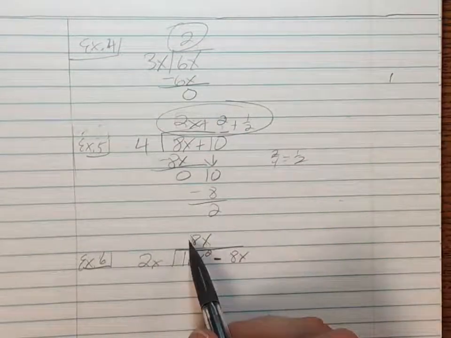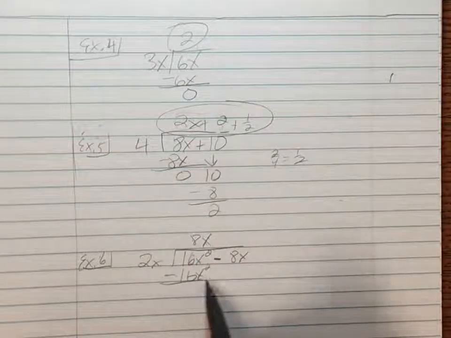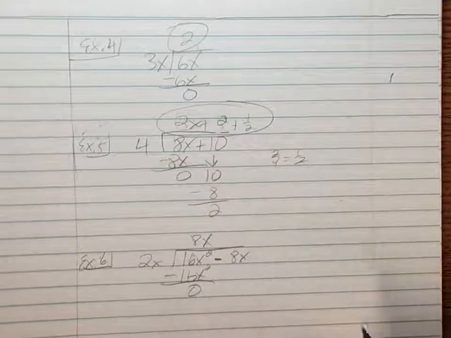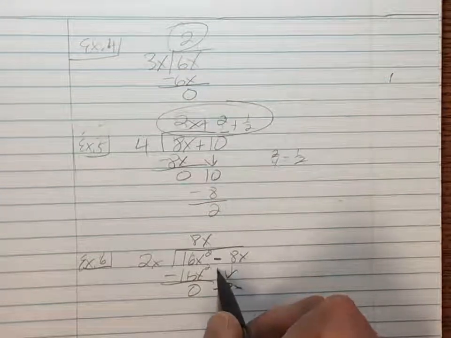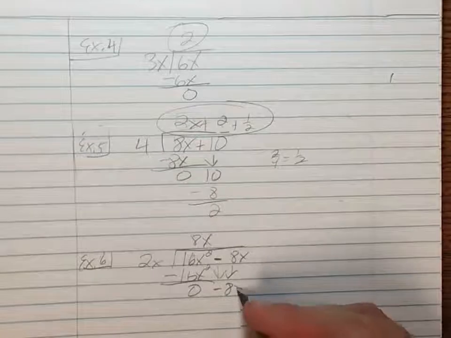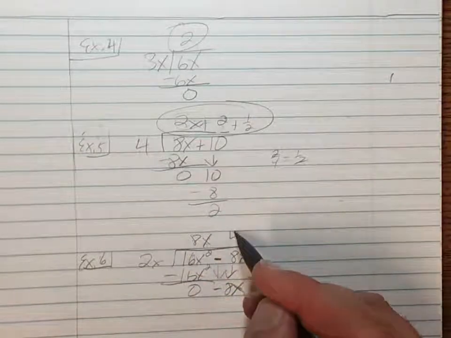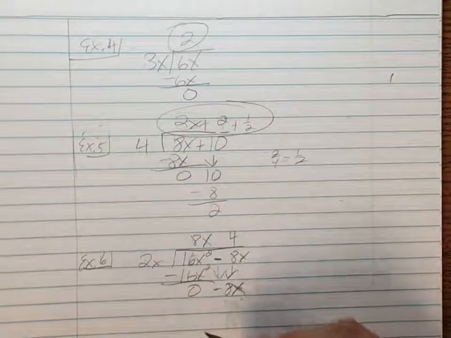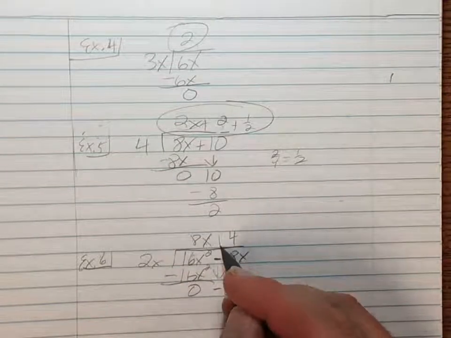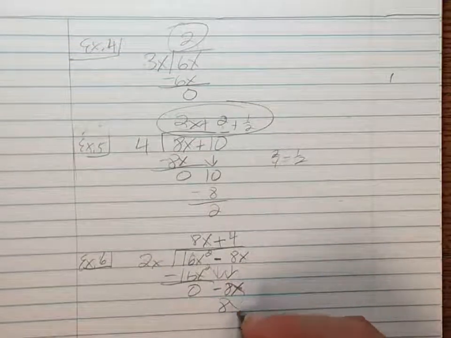8 times, then we multiply. 8 times 2 is 16. X times x is x squared. And when we subtract, we get 0. So then we'll bring down the negative 8x. Yes, bring down the negative. 8 divided by 2 is 4. X divided by x is 1. 4 times 1 is 4, so I don't need to do anything. And that's a positive 4, so I'm going to put a plus there. 4 times 2x is 8x.